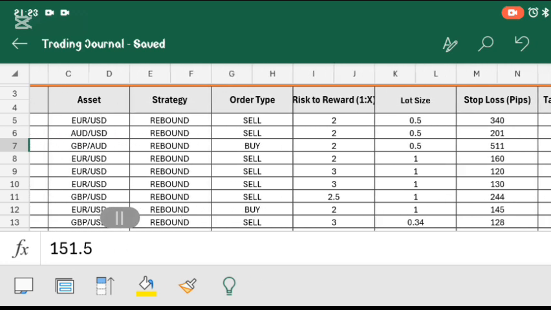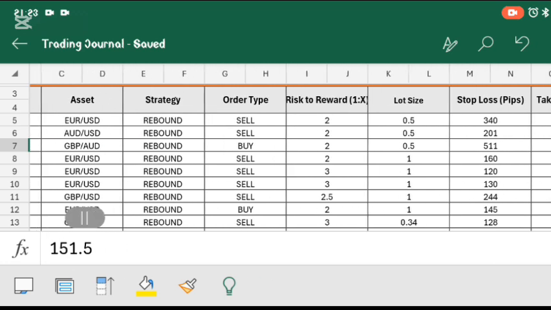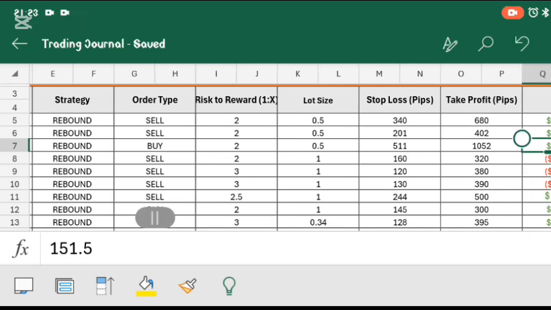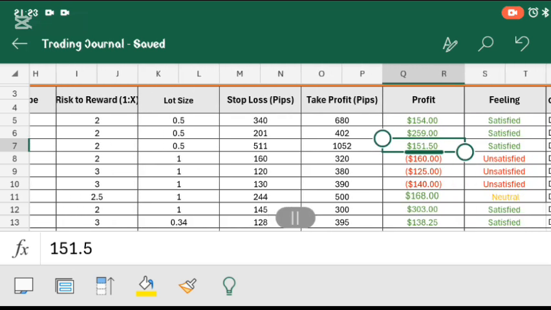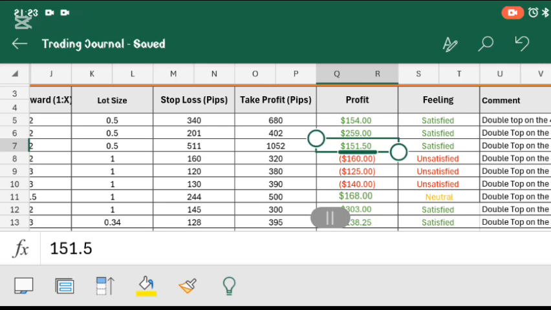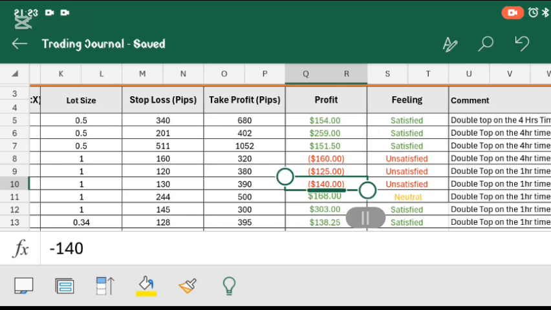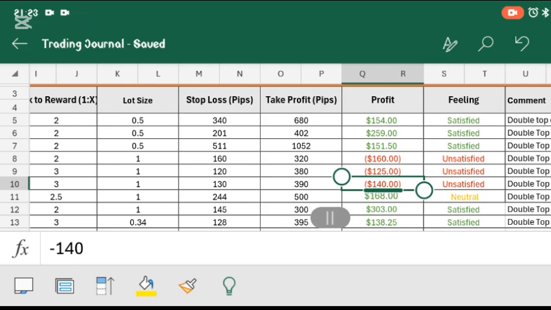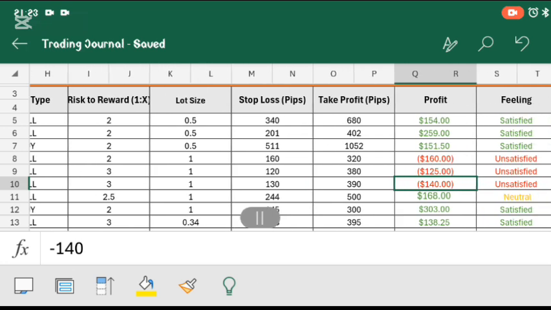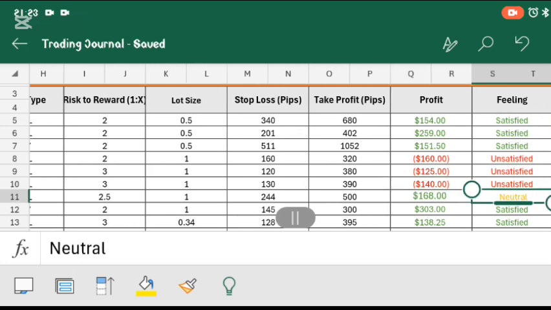I come here, I put the date, put the asset I traded, the order type, the risk to reward ratio. I normally calculate that part of it before I even enter a trade and make sure I have a good risk to reward ratio, the lot size I used, then the stop loss pips, the take profit pips. Then after the trade, that's where I record the final result of the trade, then my feelings after it, and then the comment on how the whole trade went. Sometimes some trade might go like this one here. My feeling was neutral because the trade went almost close to my take profit, but started reversing back, so I just took partials.